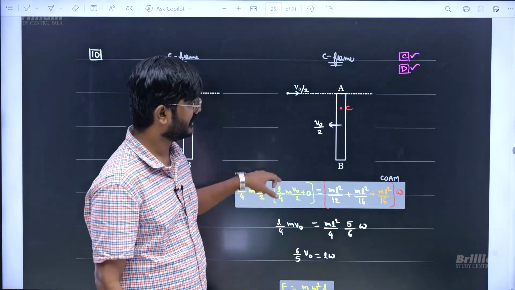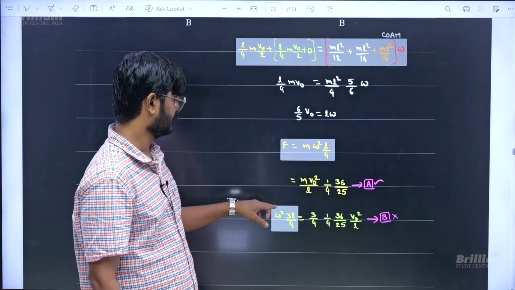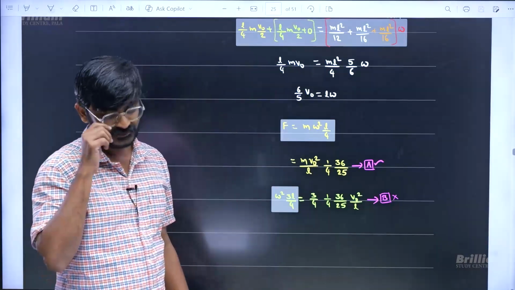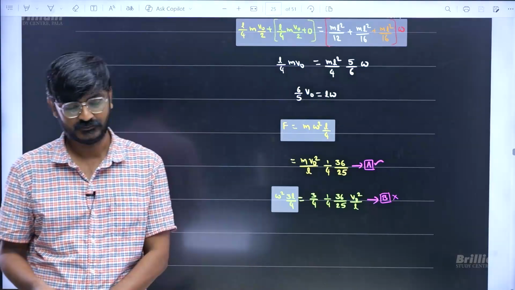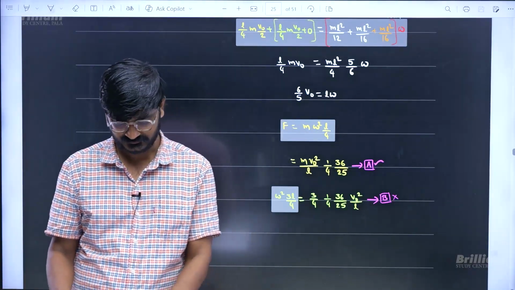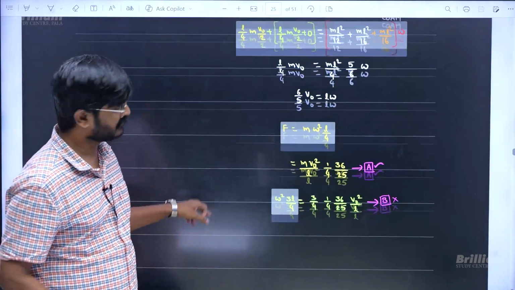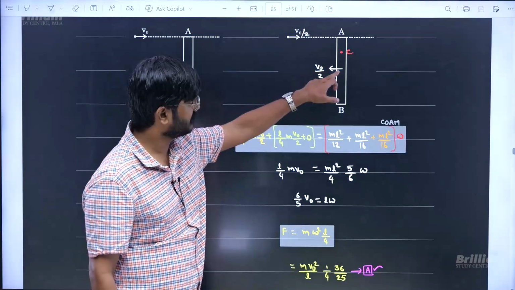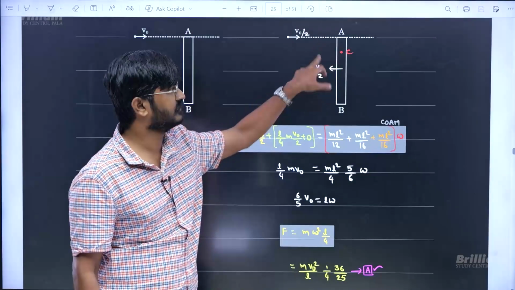So its acceleration is omega square 3L by 4. Now we did acceleration in center of mass frame, but you should understand it should be same in ground frame also, because both are inertial frames. So in the frame of center of mass, center of the rod is going to perform circular motion.